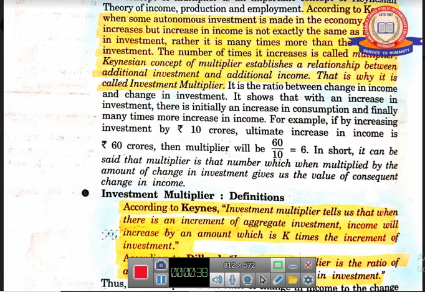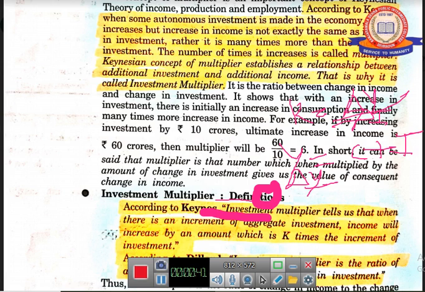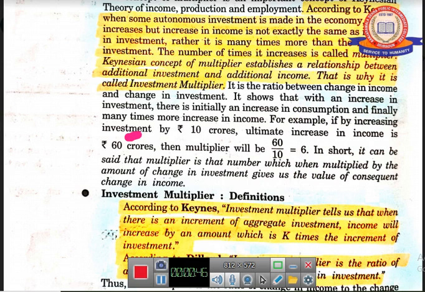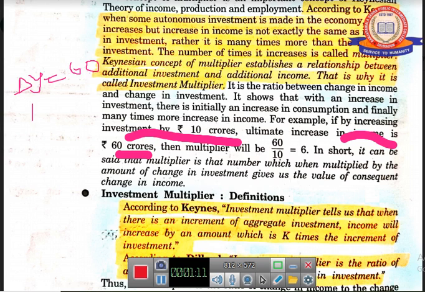For example, increase in investment is 10 crores and increase in income is 60 crores, right? So we have increase in income. Increase in income means del income. So we have del income 60, right? And increase in investment, that is your del investment, del I.